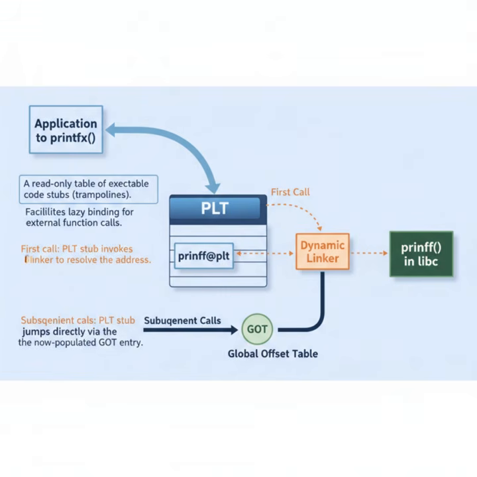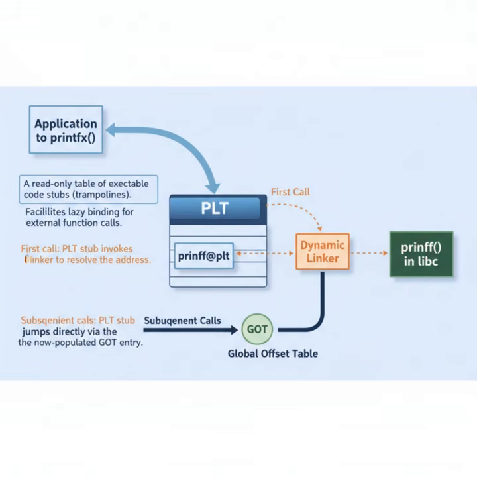Here's where the magic of lazy binding happens. The first time this stub is executed, it consults its entry in the GOT. This entry doesn't contain the address of printf yet. It contains an address that pushes an identifier onto the stack and jumps to the dynamic linker's resolution routine. The linker does the heavy lifting. It finds the real address of printf, updates the GOT entry with this correct address, and then jumps to printf.